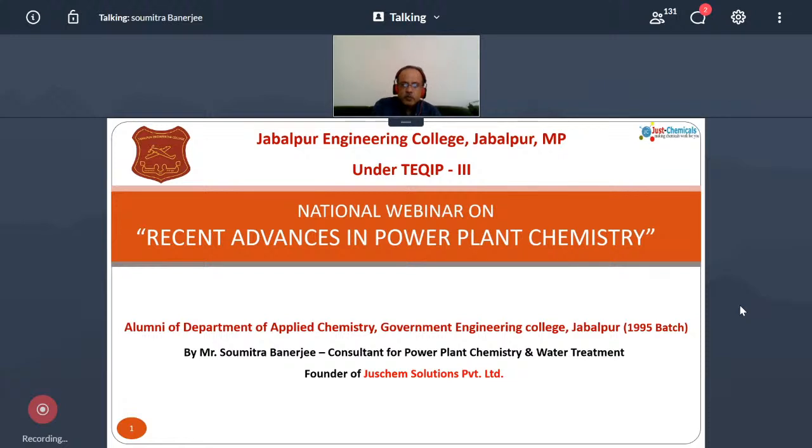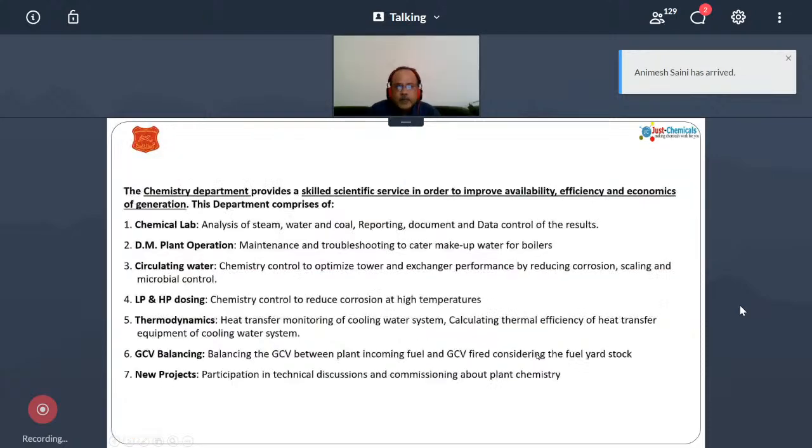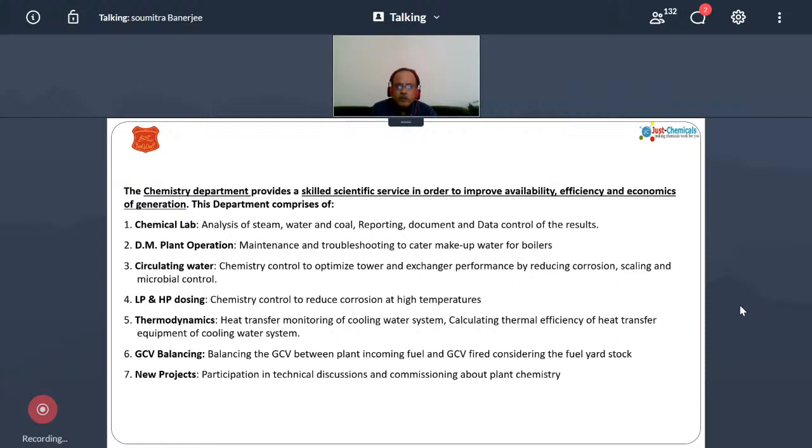Going forward, the chemistry department in any power plant provides skilled scientific services in order to improve the availability and efficiency. The most important part is efficiency. We do a lot of thermodynamic calculations and give them to the site management. And we also help the economics of generation.